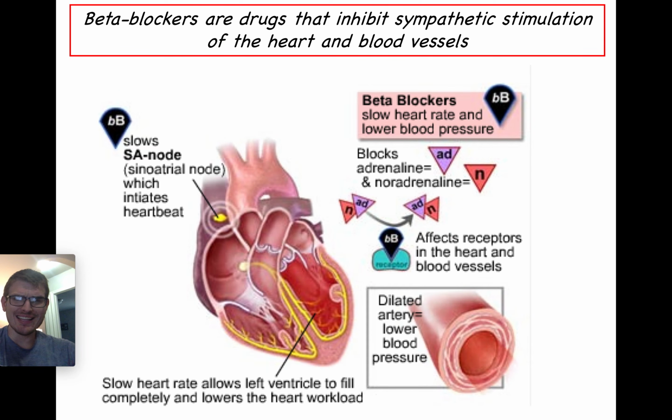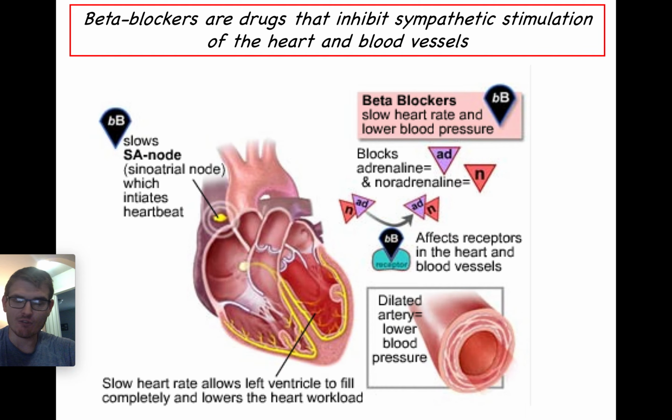Just to give you a clinical example here, I'm sure all of you have heard of beta blocker drugs. I think we talked about beta blocker drugs when we talked about antagonists and agonists back in the communication unit. But now that we know a little bit more about adrenergic receptors, beta blockers are exactly what they sound like. They are blockers or antagonists of beta adrenergic receptors, specifically those found on the heart and in blood vessels.